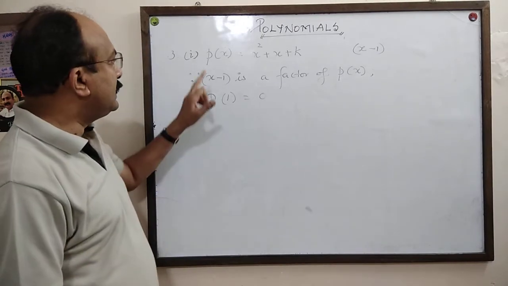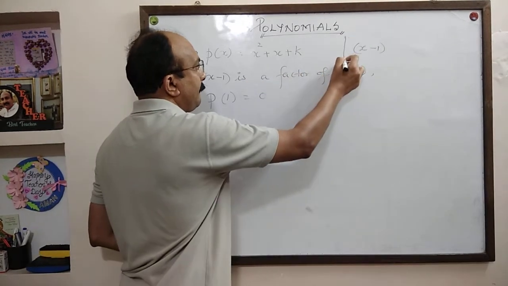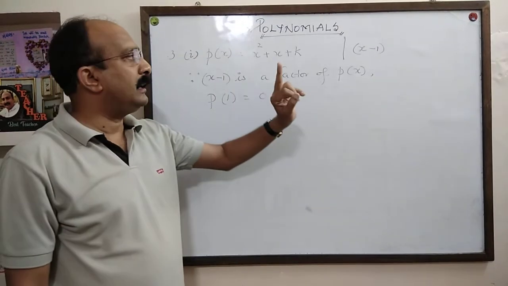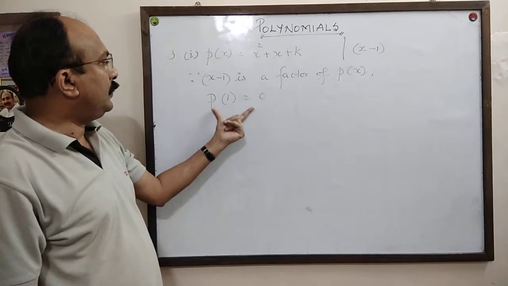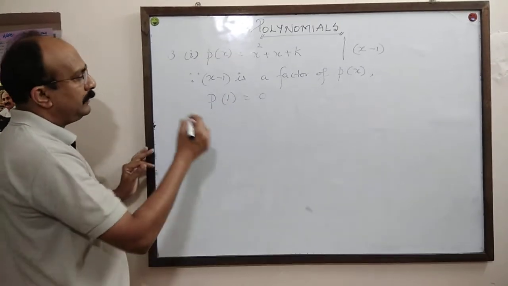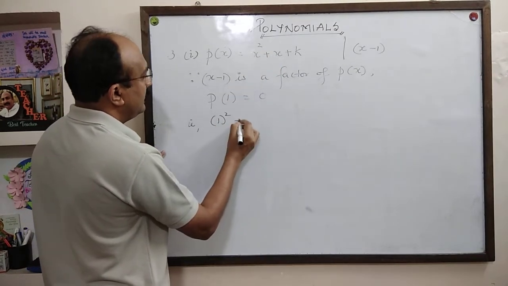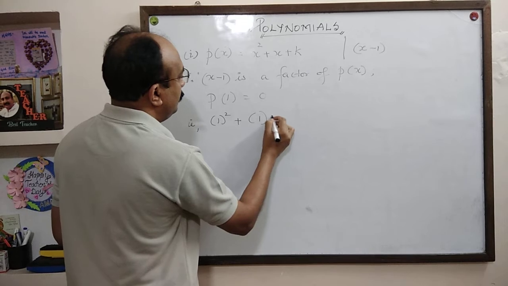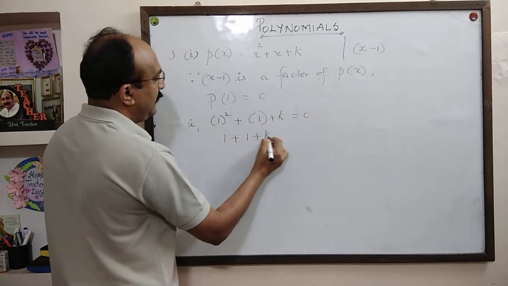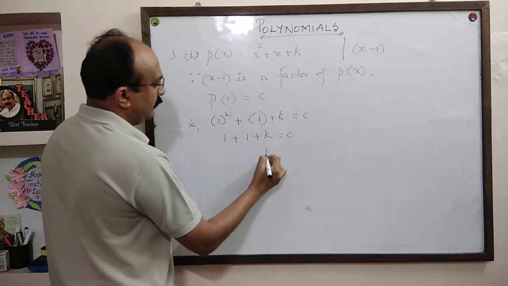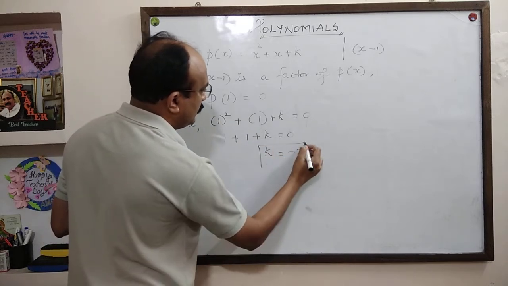I hope you got it. Since x minus 1 is a factor of P(x), by using the factor theorem we can say P of 1 equal to 0. Now put P of 1 equal to 0 in the given polynomial. P of 1 means 1 square plus 1 plus k equal to 0. 1 plus 1 is 2. 2 will be taken to the RHS, so k equal to minus 2.